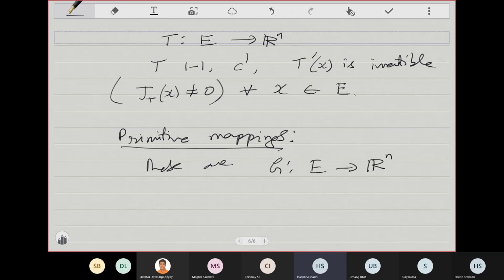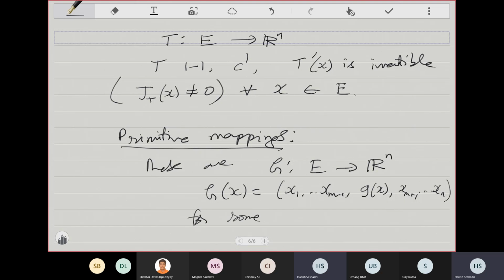So G of x is of this form: x1, ..., x_{m-1}, and in the mth component I make it small g of x, and then again I'm back to the identity components x_{m+1}, ..., xn, for some C1 function, small g. Now, the small g is real valued.